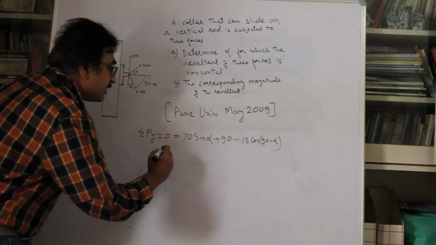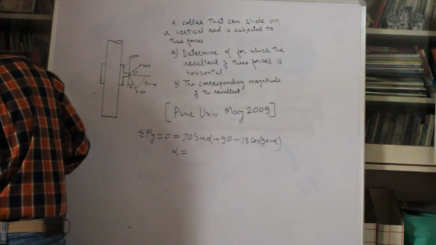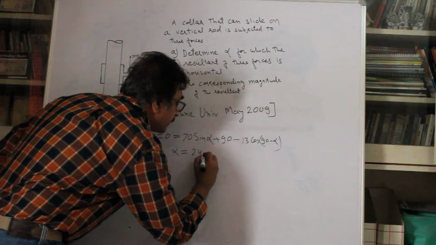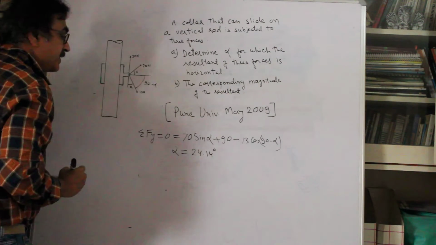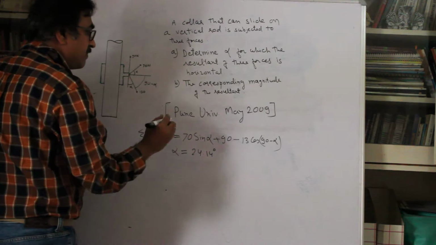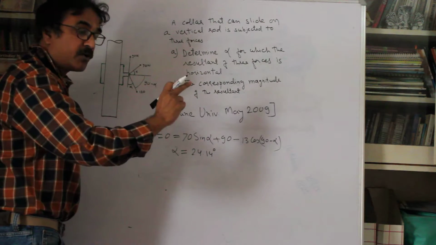And if you solve this, you will get the angle alpha, and this angle is 24.14 degrees, right? So you have found out alpha. That's the first answer. Once you find out alpha, you want to find out the magnitude of the resultant, which is in the horizontal direction.